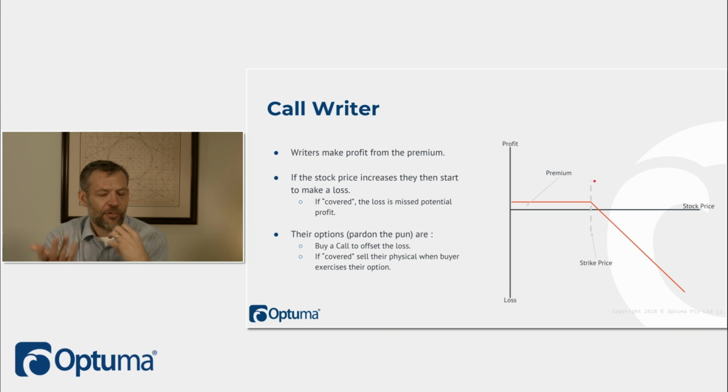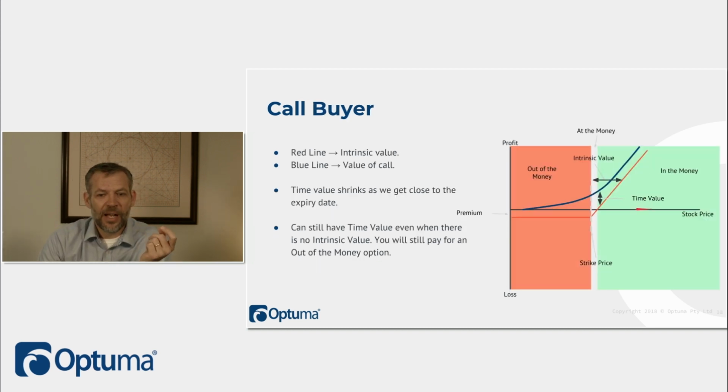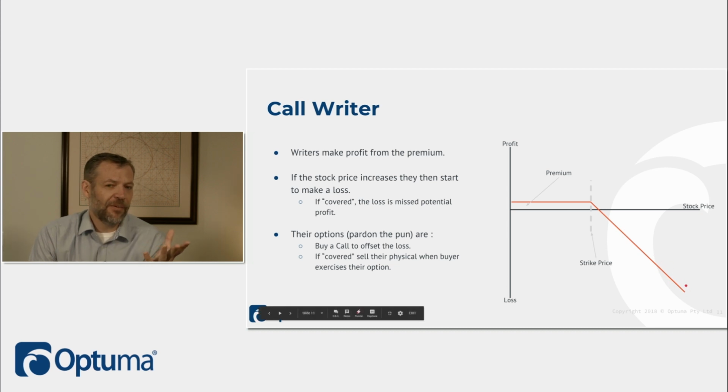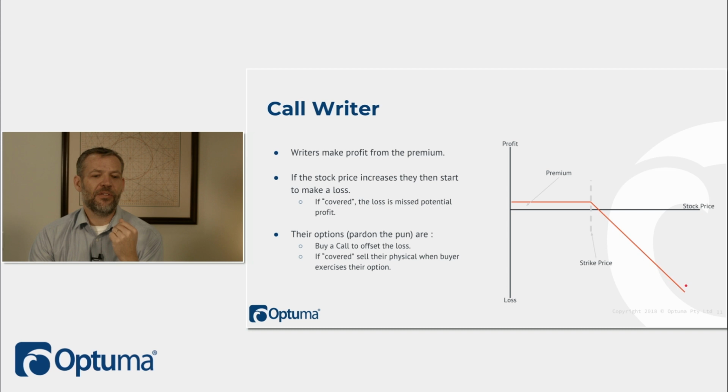Okay, so the call writer, the other side of that transaction. Obviously the buyer makes money as the stock price goes up, but the writer makes money immediately on the premium. As the price goes up through the strike price, they start to lose money, and they have to pay that out and fulfill their obligations.